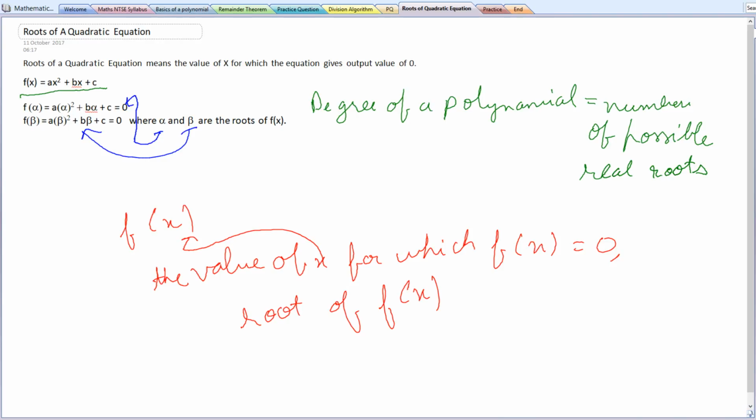Is there any doubt? Great, let's move forward.